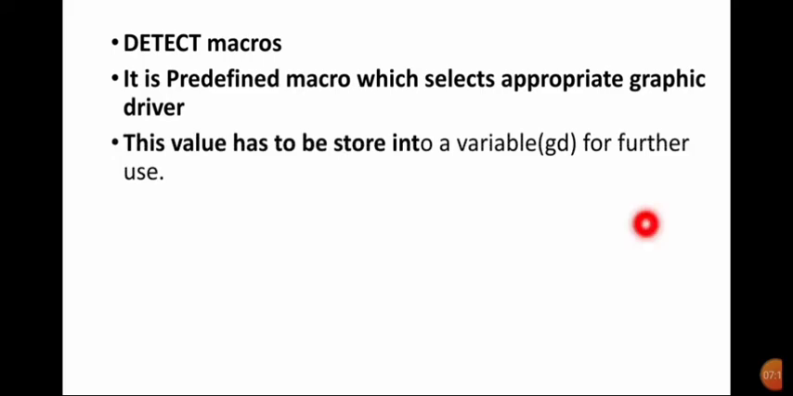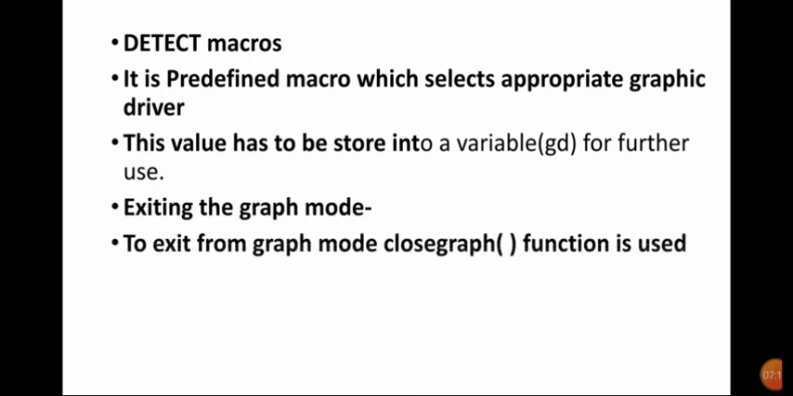This value has to be stored into variable GD for further use. So let us see, this is one kind of statement, detect macro. Okay, let us move towards graphic exiting from the graphic mode. Whenever you are using graphic mode, to exit from that graphic mode you have to use the function closegraph. Okay, so closegraph is a function which is used to exit from any graph mode.